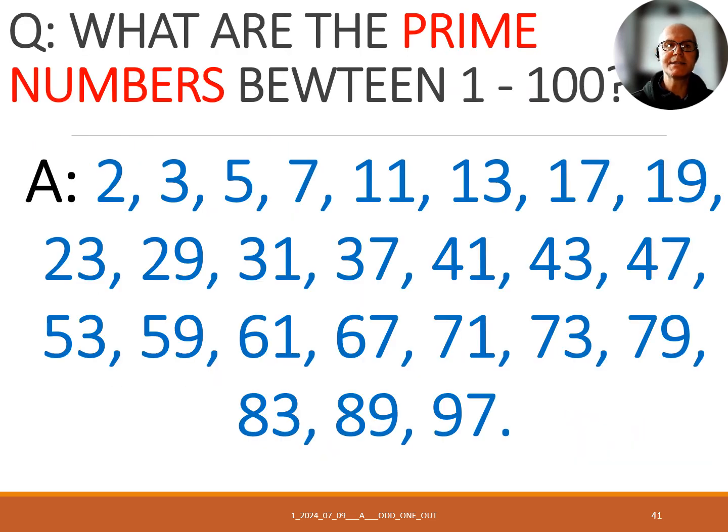Here are a list of the prime numbers between 1 and 100. 2, 3, 5, 7, 11, 13, 17, 19, all the way up to 97. These numbers can only be divided by 1 and themselves. They cannot be divided by a third number.